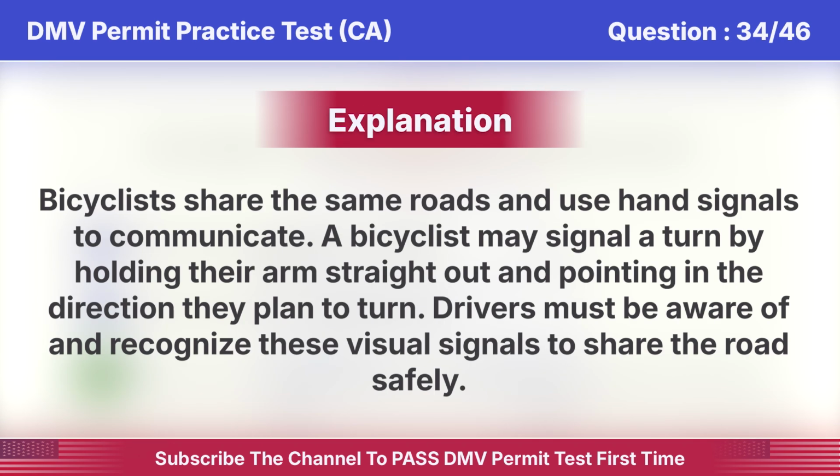Bicyclists share the same roads and use hand signals to communicate. A bicyclist may signal a turn by holding their arm straight out and pointing in the direction they plan to turn. Drivers must be aware of and recognize these visual signals to share the road safely.